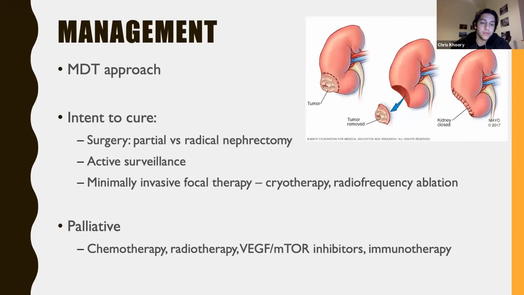There are other options too, including active surveillance, so waiting until treatment is required, and then minimally invasive focal therapy, so things like cryotherapy and radiofrequency ablation. And then palliative options include chemotherapy, radiotherapy, and some newer drugs, including immunotherapy and biologics. And the 10-year survival of kidney cancer currently stands at around 50%.